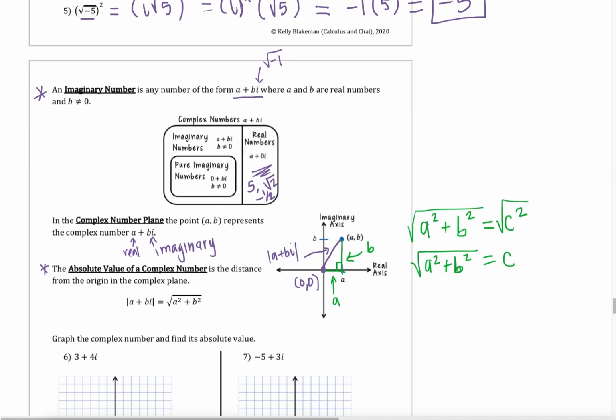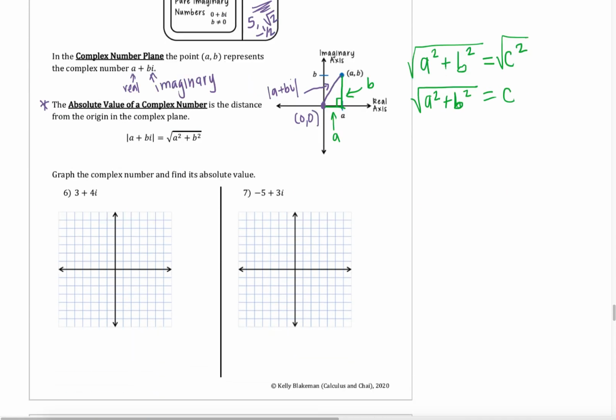So let's look at some examples and see this graphing and this absolute value in action. In the following examples, we're going to graph each complex number as well as find its absolute value. So for our first complex number here, we have 3 plus 4i, and I want us to identify the real and the imaginary parts. So our real part is the 3, that's our a value, and our imaginary part is the 4i, so our b value then is positive 4. On a graph, what this translates to is the coordinate pair 3, 4 then.